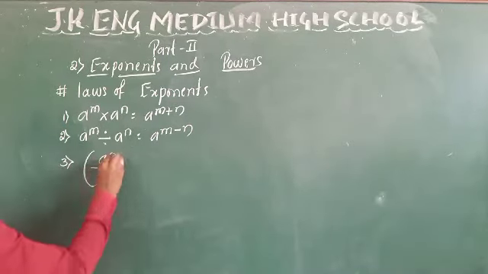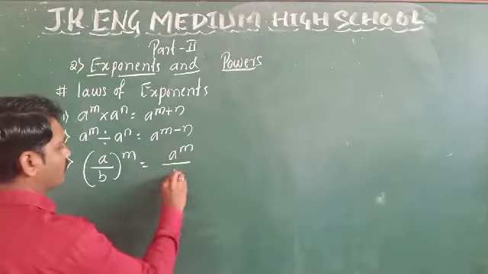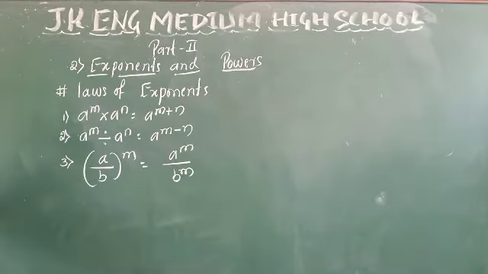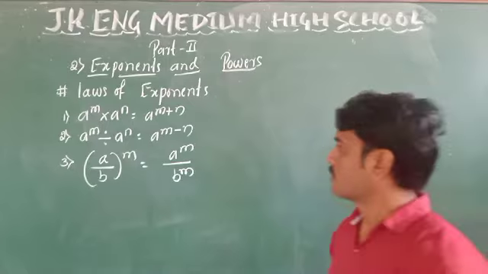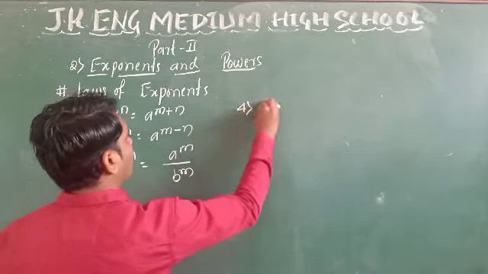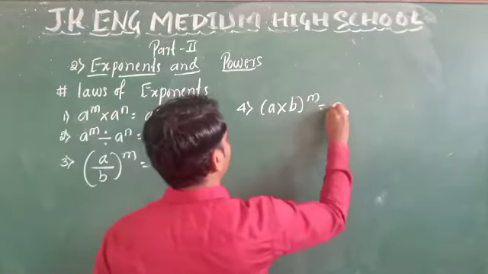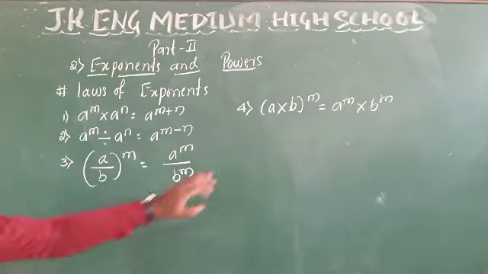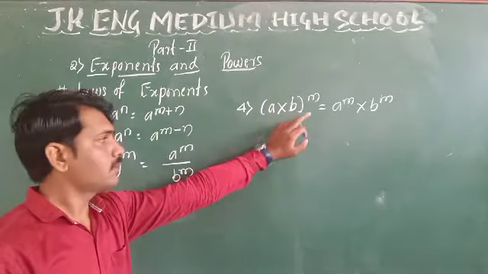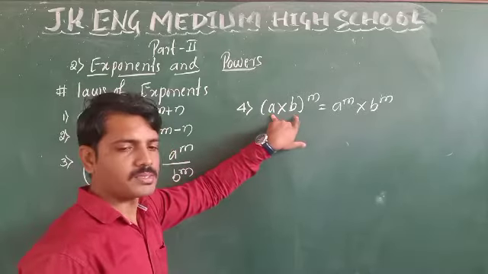Next, law number 3. (a by b) whole to the power m is equal to a to the power m divided by b to the power m. First law, second law, and this is third law. Next we will go to the fourth law. What is the fourth law? (a into b) to the power m is equal to a to the power m into b to the power m. Means both the bases are different, but the exponent is the same. We will multiply the exponent to the two bases.